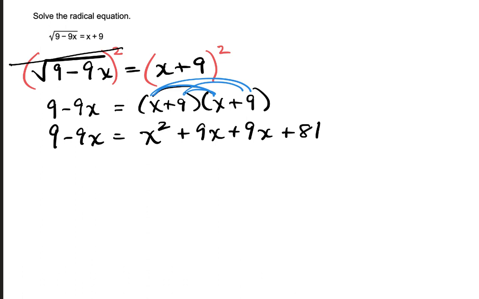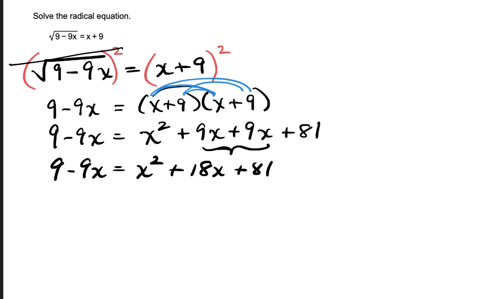There we go. So we have basically 9 plus 9 right here. You get... okay, see, notice that's different than if from the very beginning you had just squared the x and squared the 9. You just wouldn't have gotten the 18x. It messes up your whole answer, so please watch for that.